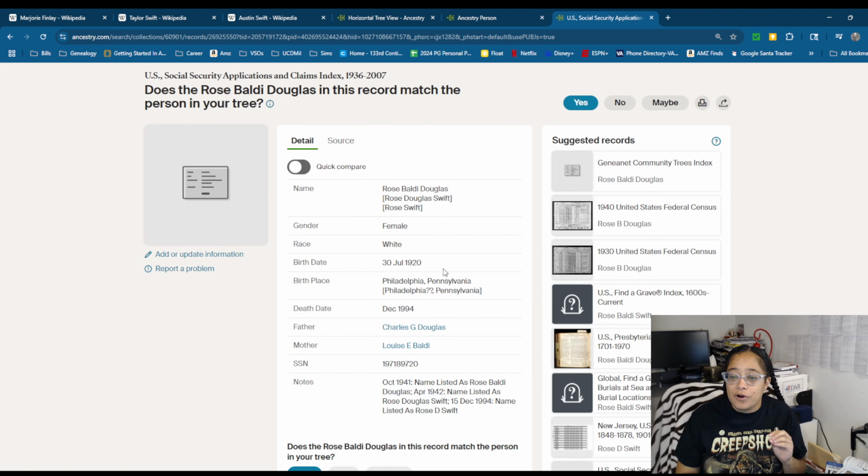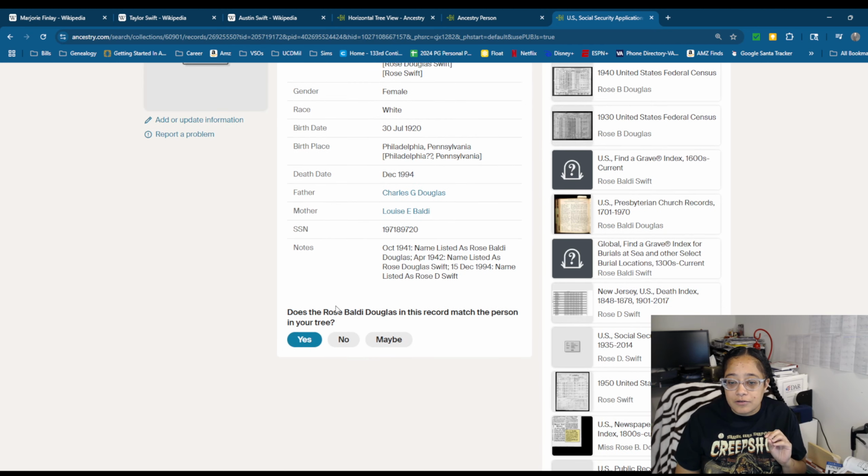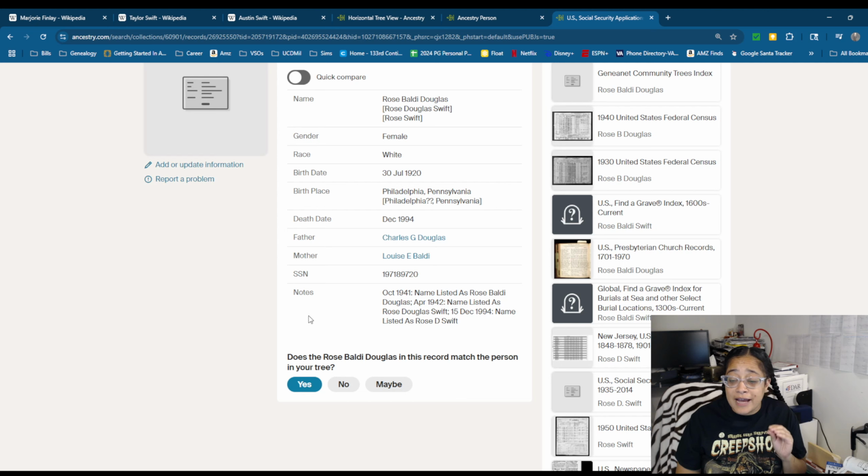And so again, we know we're on the right track because through the years, this person was Rose Baldy Douglas, Rose Douglas Swift, and Rose Swift. So we're like, great, this looks great. So we're going to go ahead and add. As you can see, the Social Security number is there because these people have passed away.